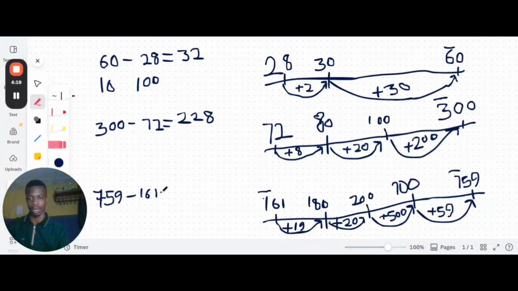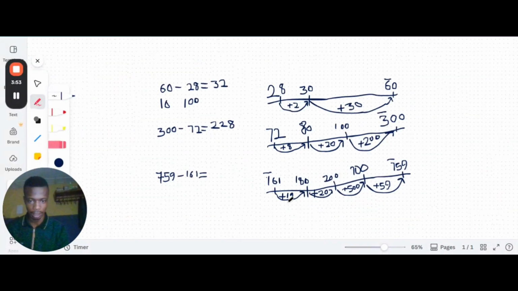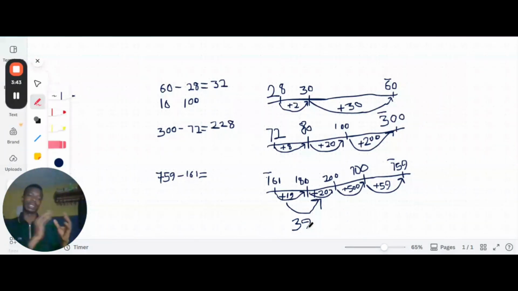Okay. Now 759 minus 161. This is 19, this is 20. Now this is a bit complicated, so we're going to break it down again. 19 plus 20. 19 plus 20 is 39.